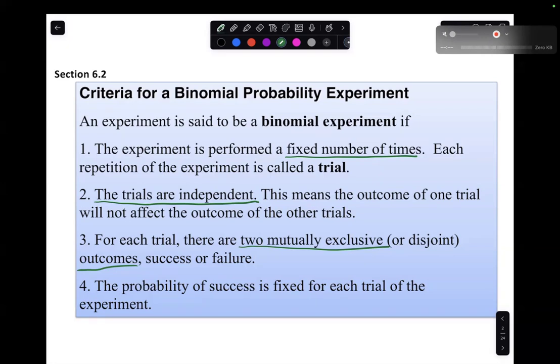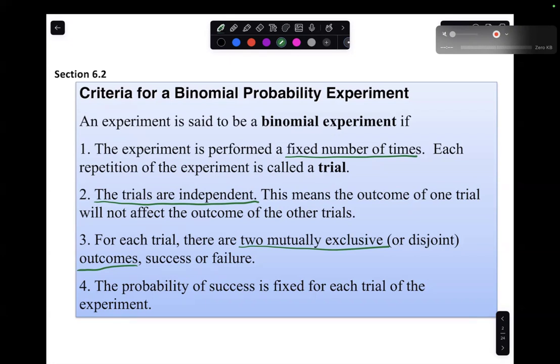And if I can roll a three or not roll a three, there's no other answer. It could possibly be a three. Three is disjoint of one, two, four, five, and six. Plus, our probability of success is fixed. So there's a fixed probability.